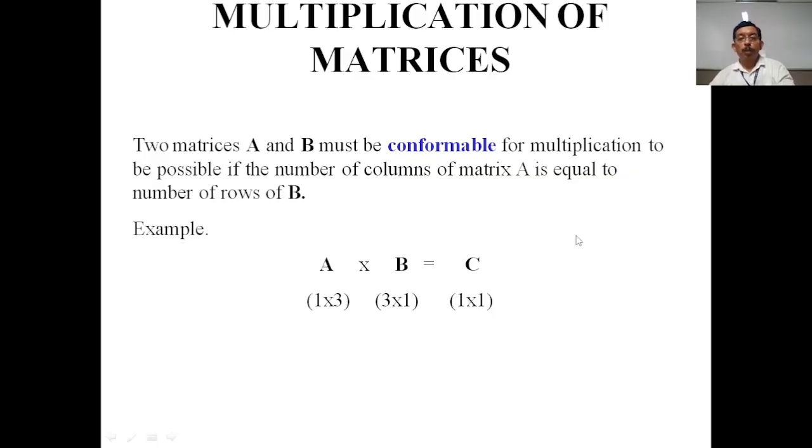Hello students, multiplication of matrices. What is the multiplication of matrices?